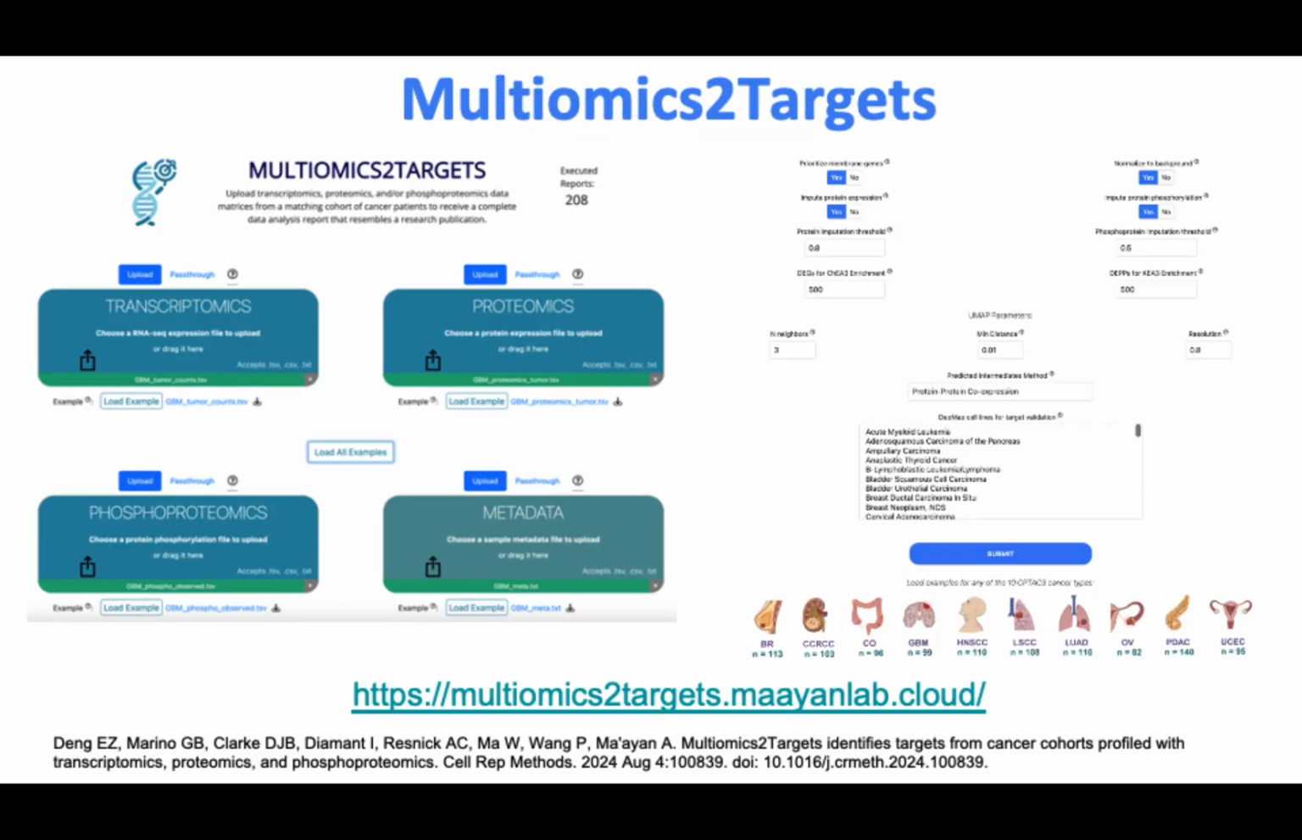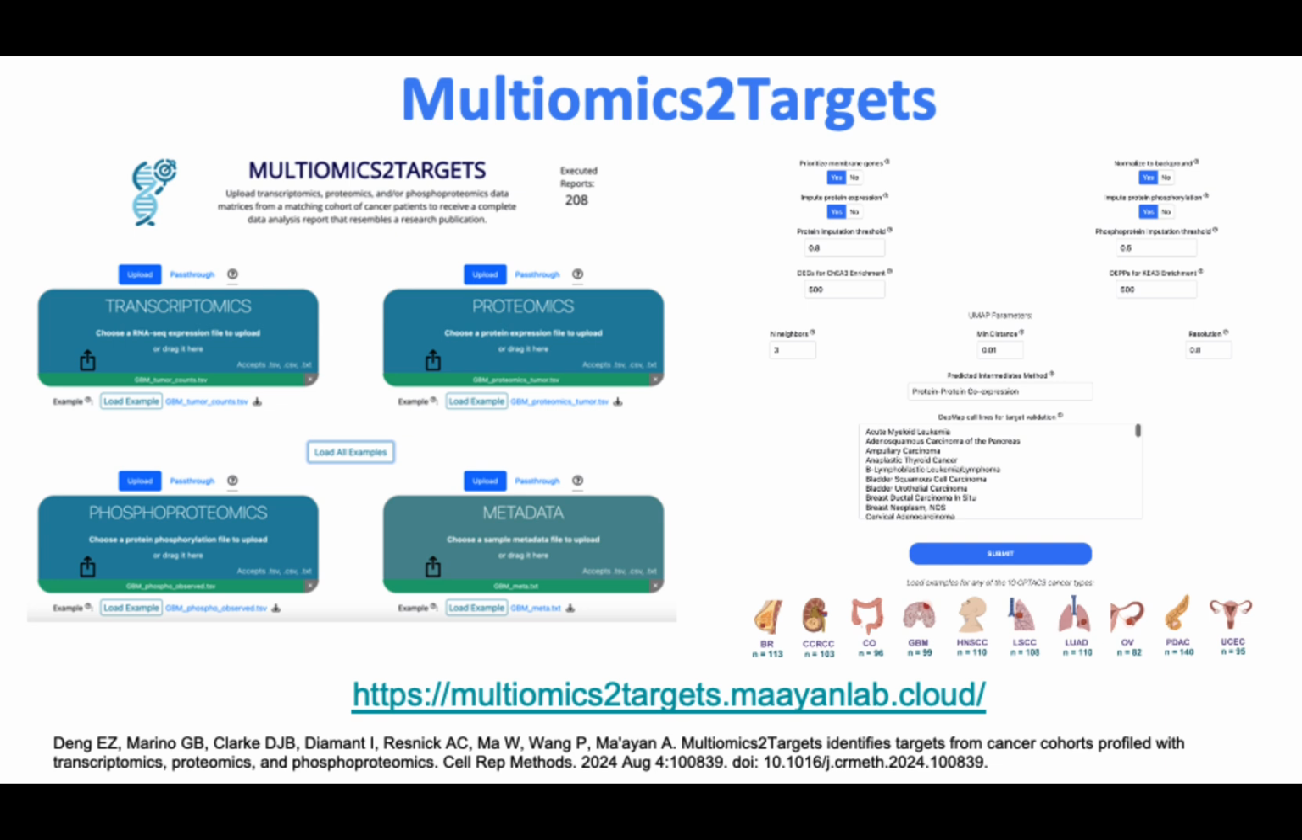So along with the analysis we did on the CPTAC3 cohort, we also developed the Multiomics2Targets site. And this is a customized Appyter, and Appyters are basically interactive Jupyter notebooks that provide HTML input forms that customize how the Jupyter notebook is executed. So here, in this case, you can upload the various data types, transcriptomics, proteomics, phosphoproteomics, along with metadata. And this is really geared towards the CPTAC data in general. And then there's a variety of parameters you can modify depending on how you want the pipeline to run, including the method for predicting intermediates, as well as selecting cell lines from DepMap for target validation.